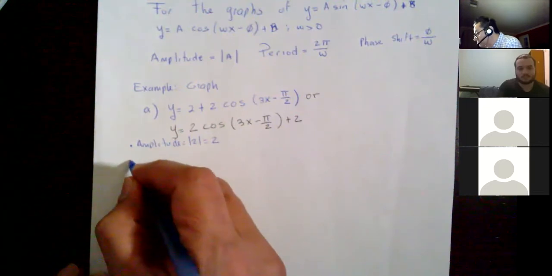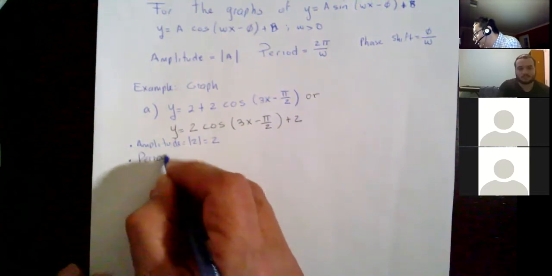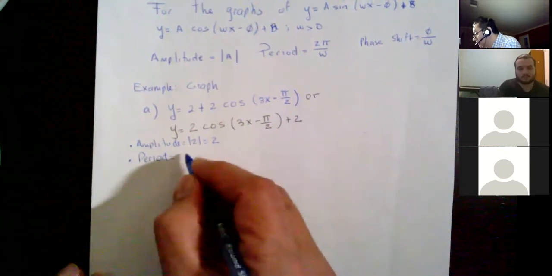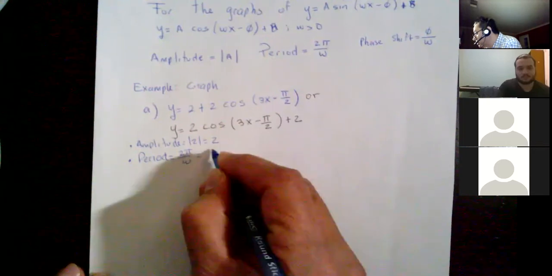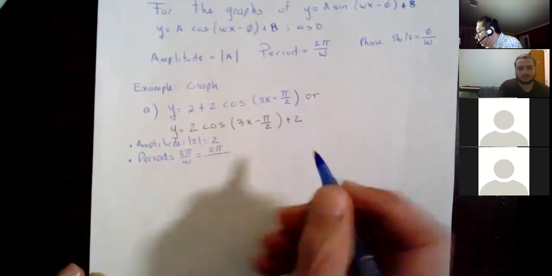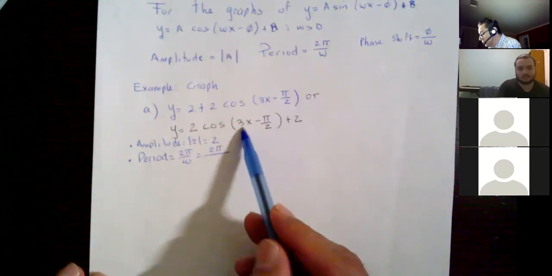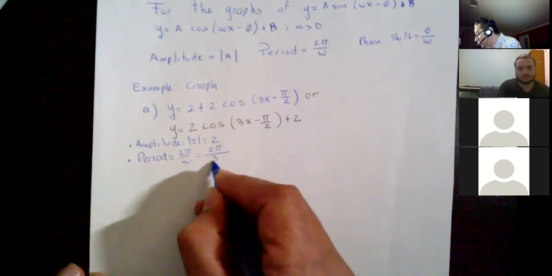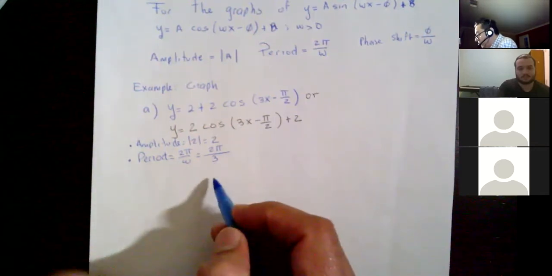Let's find the period. The period is 2 pi over w, which is 2 pi over 3. What is w, guys? W is the 3 here. That's the 3 right there. So that's the period right here.